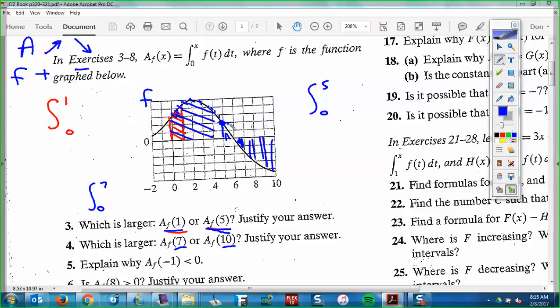So therefore, which has to be bigger? This one, right? It just goes back to that slope idea. Now, which one's bigger, A of 7 or A of 10? Well, A of 7 is right here. If you go to 7, the slope's negative, right? These y values are negative. Little f is negative, and it's negative that whole time. What's that tell you A is doing? A is decreasing. If A is decreasing from 7 to 10, then A of 7 has to be bigger than A of 10.